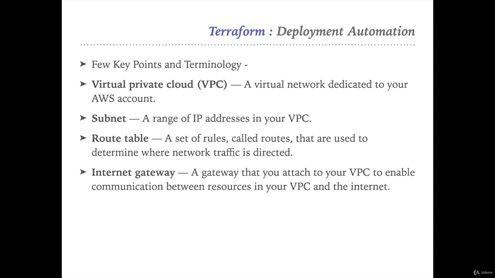Then we have another component called the internet gateway. Internet gateway is mandatory if you want to expose your machine to the internet. It is a gateway that you attach to your VPC to enable communication between the resources in your VPC and the internet. So whenever you want to open a connection to the internet from your virtual private cloud network, you always need the internet gateway associated with your VPC.